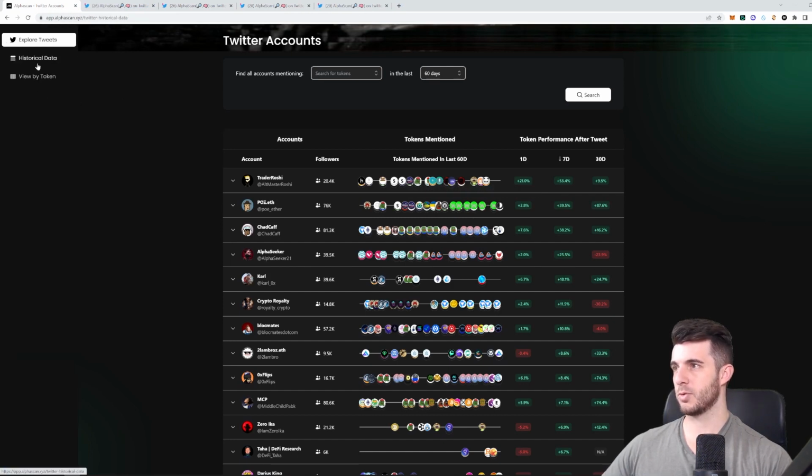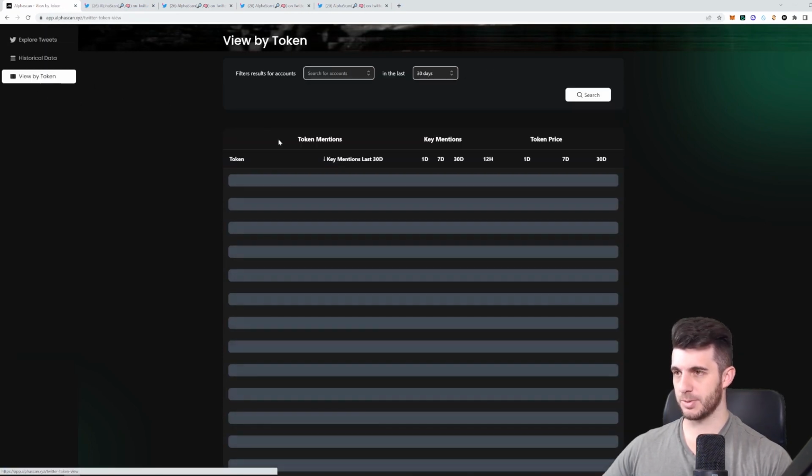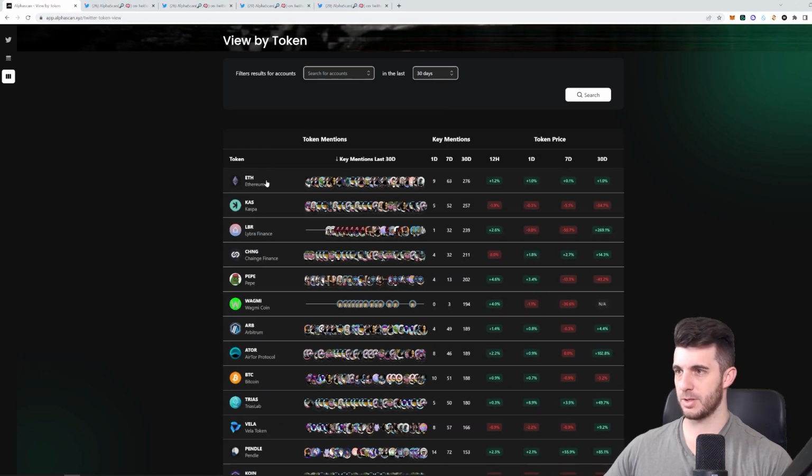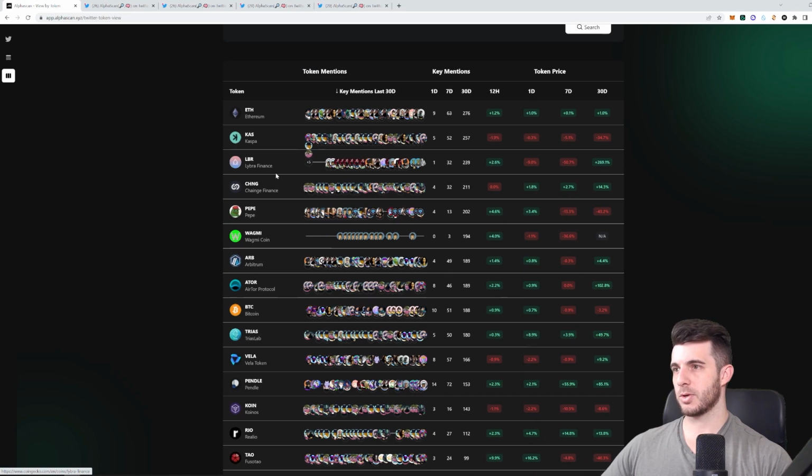But if we go to view by token, for example, we can see all the tokens mentioned. Obviously, Ethereum is one of the more popular ones at the moment. They support Ethereum and Arbitrum, I believe. But we can see also Casper. Let's look for one that's performed really well.